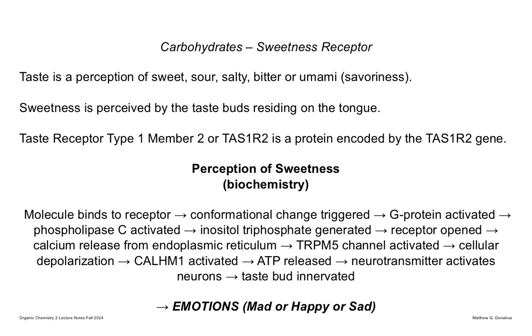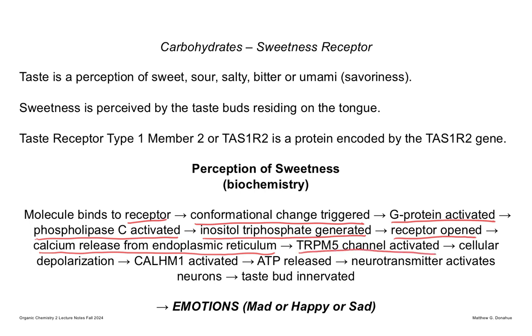The molecule binds to the receptor, and that triggers a conformational change in the receptor. A G protein is activated. Phospholipase C is then activated. Inositol triphosphate is generated. The receptor is opened. Calcium is released from the endoplasmic reticulum. Maybe that makes sense to some of you who studied biology.